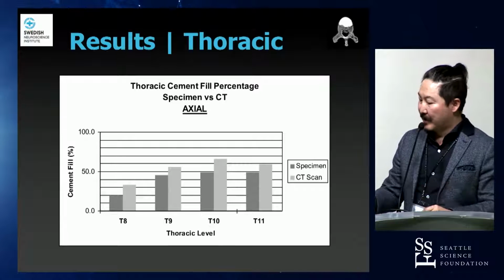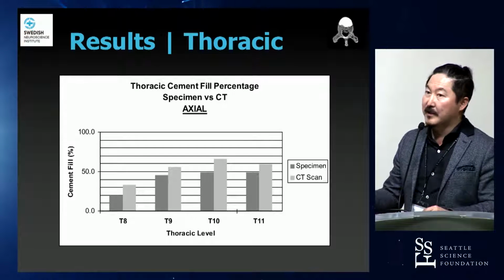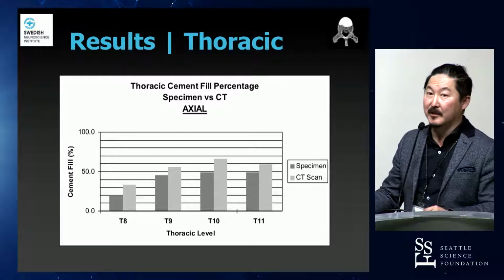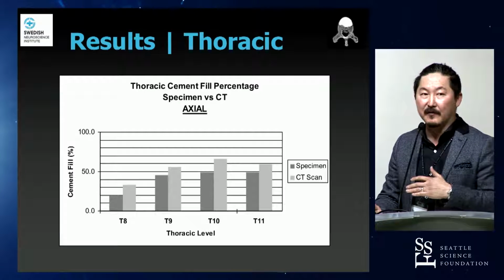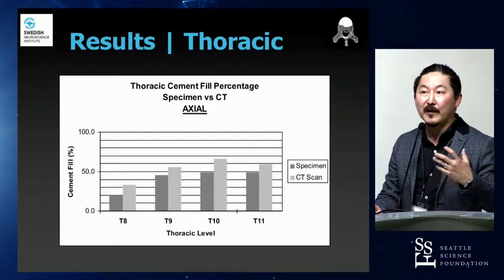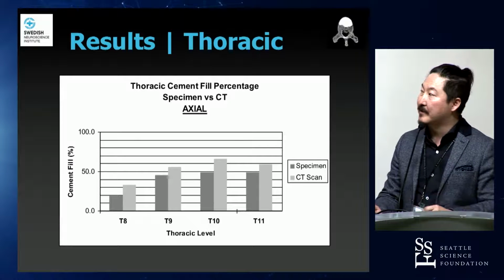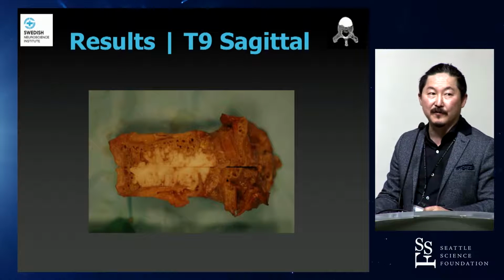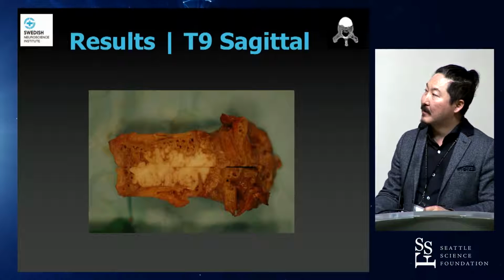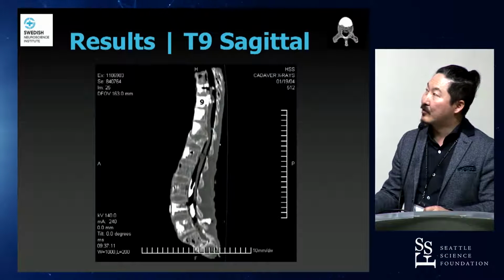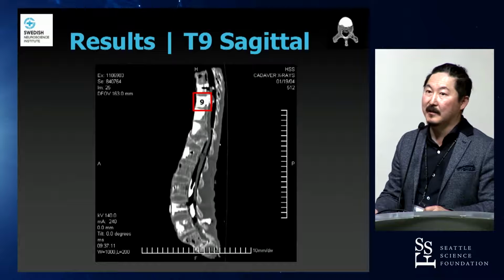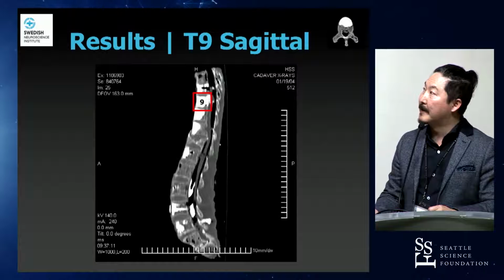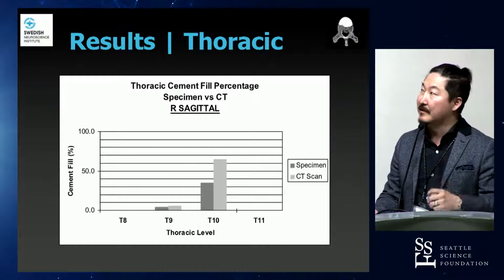On the axial view, you can see consistently, this is the specimen measurement, and this is the CT scan measurement. Almost at every single level, at every single cut, the CT actually overestimated the amount of cement that was actually present. And you can see that on a sagittal view, we got this type of pattern, and this corresponded with the CT scan. So the CT scan actually overestimated the amount of cement that was actually present in the vertebral body. So it's also very sensitive.